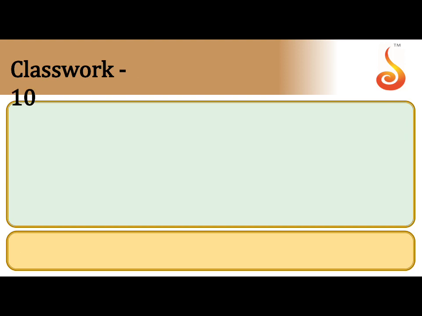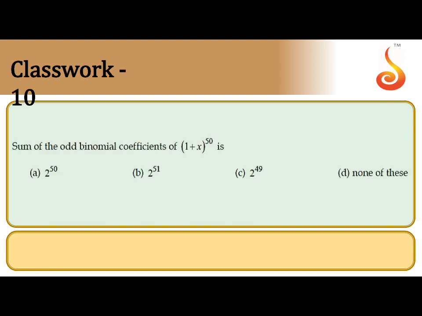So the answer is C. Next question. The sum of the odd binomial coefficients. This is also another important property. We have to remember some conditions for the sum of the binomial coefficients nC0, nC1, nC2, and so on up to nCn. The value is 2 power n. You just have to remember.